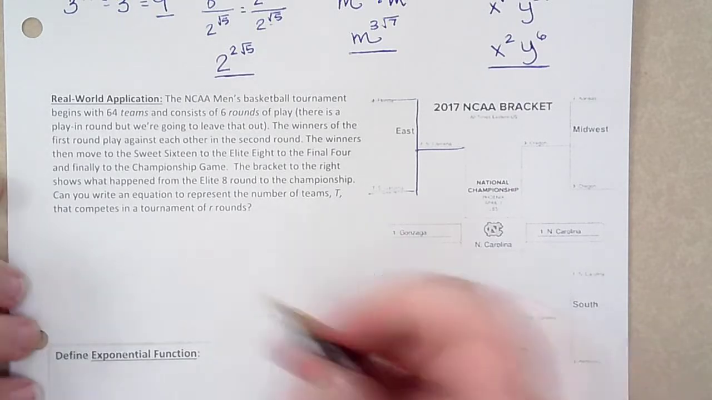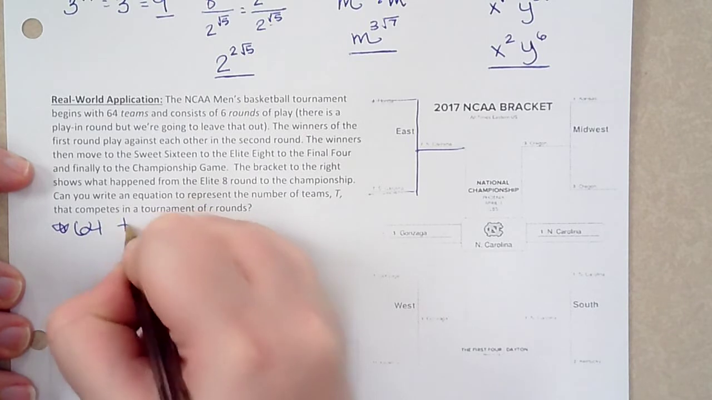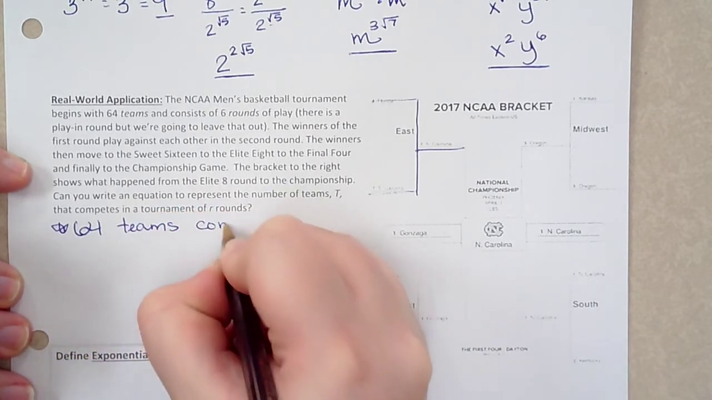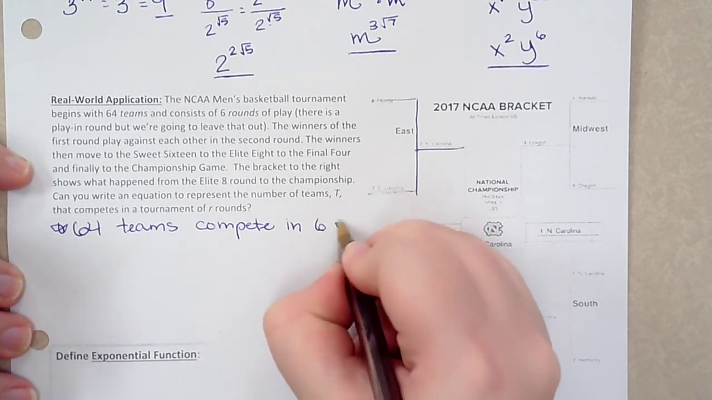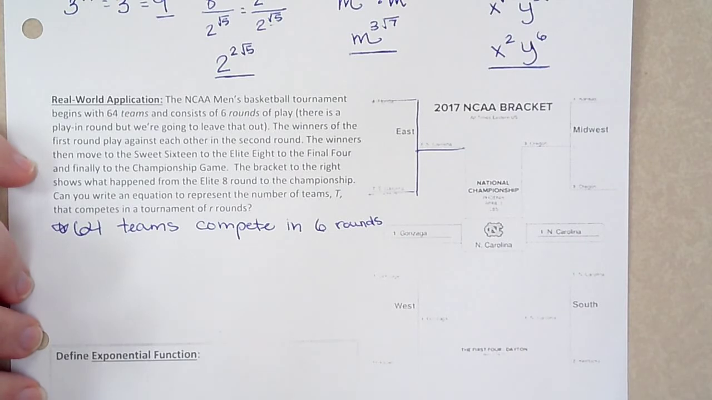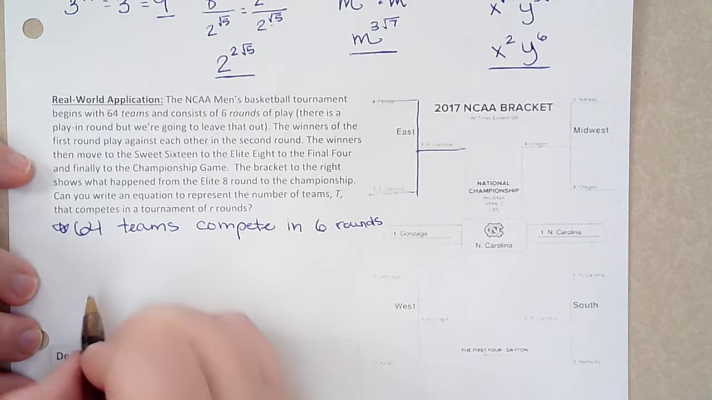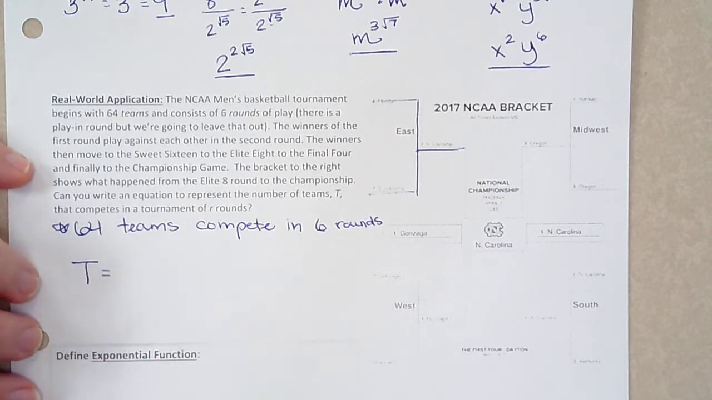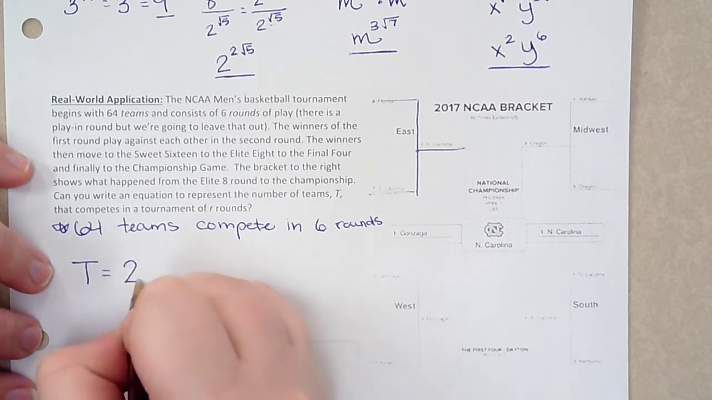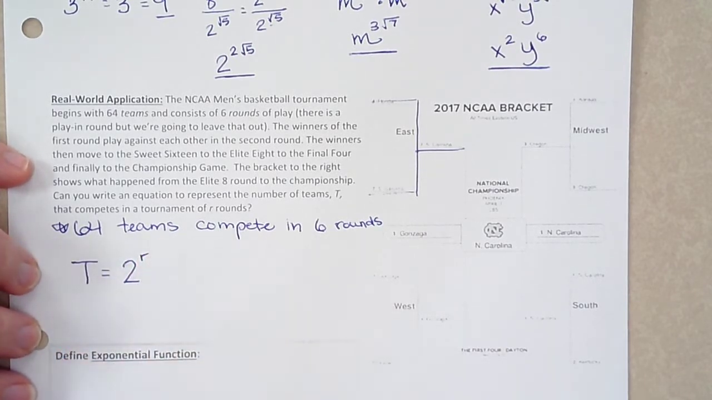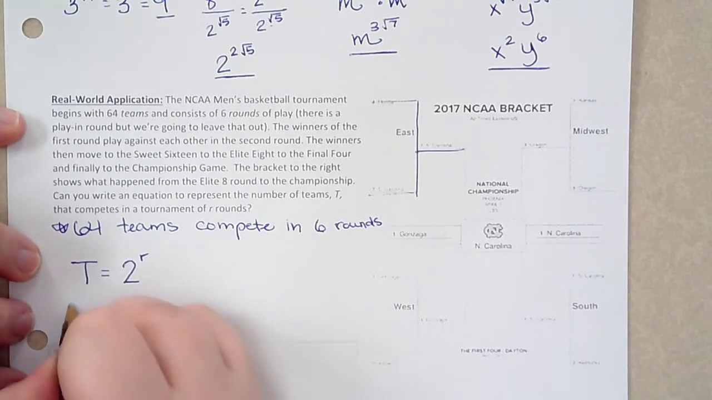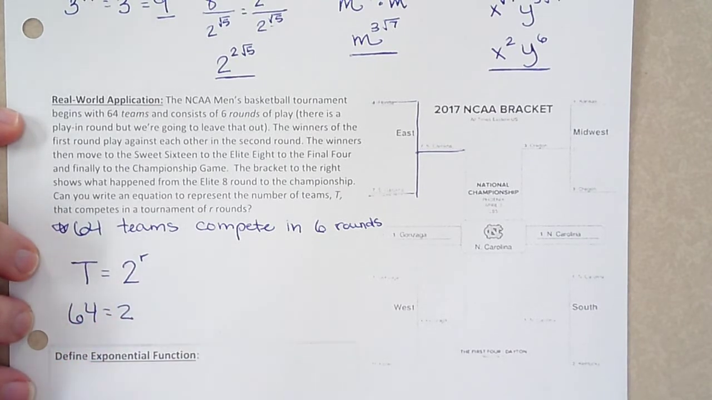Well, since we know that 64 teams compete in 6 rounds, we know there's got to be a little bit of exponent rules going on here. So one way we can model this with an exponent function is T, the teams, is equal to 2, the 2 teams that compete, to the R, where R is the number of rounds. And we could actually plug this in and see that this is true. 64 is in fact equal to 2 to the 6.